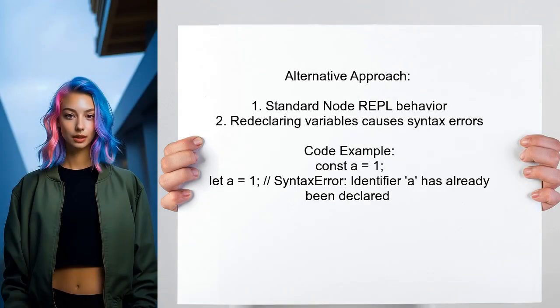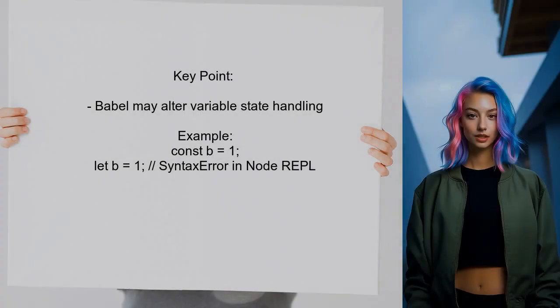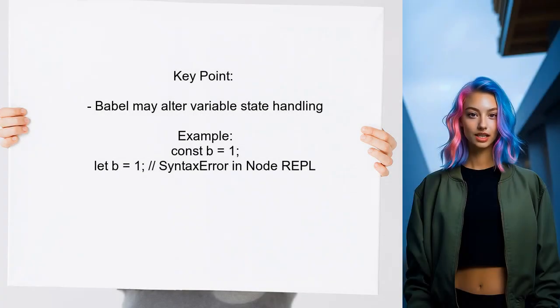This user points out that the behavior observed with Babel REPL differs from the standard node REPL. They explain that in the regular node environment, redeclaring a variable with the same name results in a syntax error, indicating that the variable state is maintained across lines. They suggest that the differences in behavior may stem from how Babel processes the code, implying that Babel might not maintain the same state as the standard node REPL.